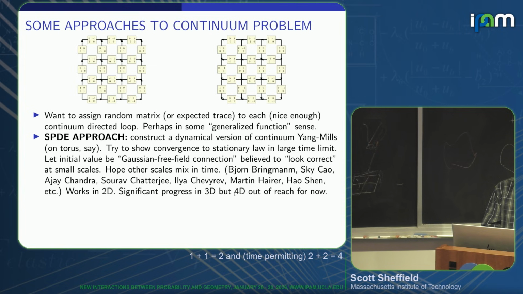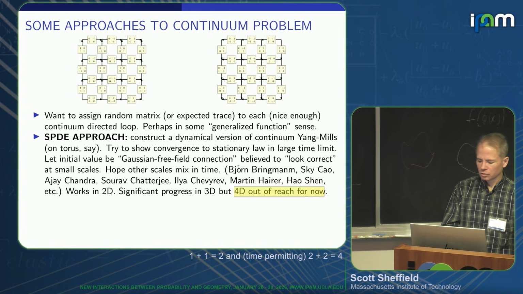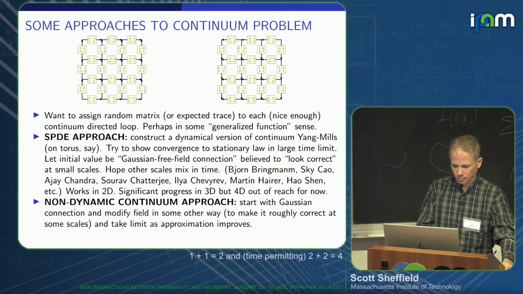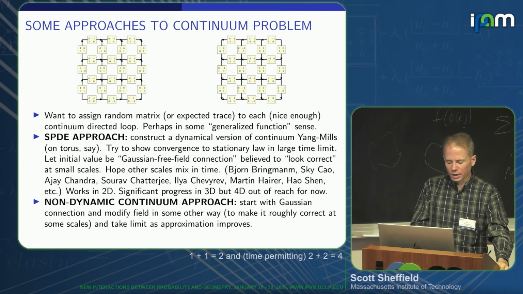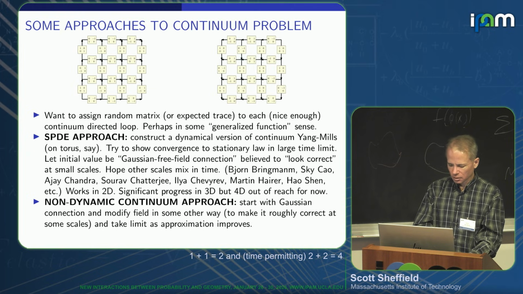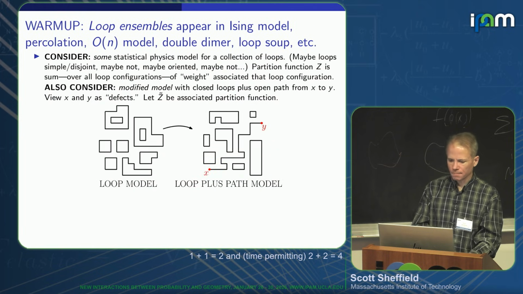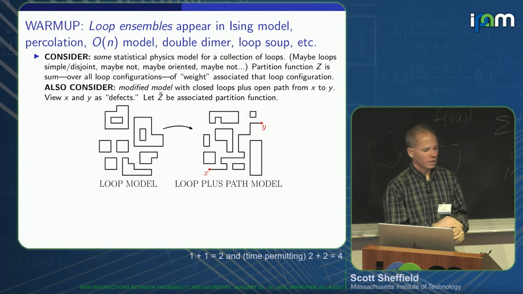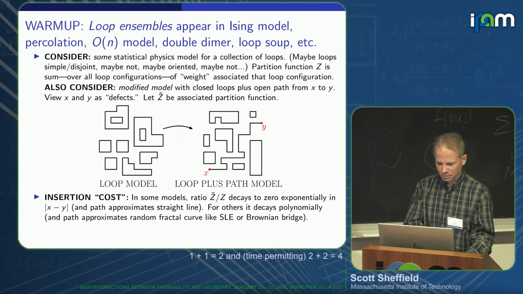And 4D seems to be out of reach with the tools that this group has, as far as I know. That's what they would tell me. You can think of other ways of starting with a Gaussian connection and modifying the field in some other way, make it correct at some scales. Yes. Oh, yes, I'm out of time. Okay, right.